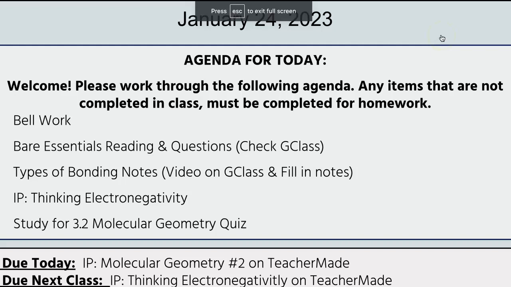Hi Chemistry Scholars, at this point you should have completed the bell work, the Bare Essentials reading and questions, and now we are on to the types of bonding notes.